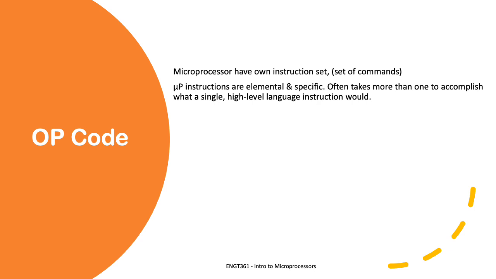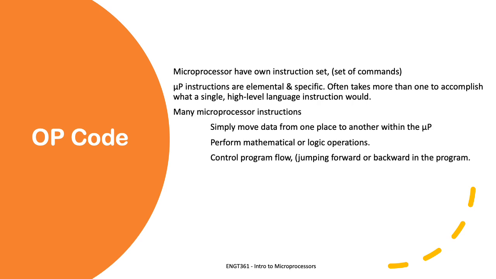Microprocessor instructions are very elemental and specific, and it usually takes more than one to accomplish what a single high-level language instruction would. Many microprocessor instructions simply move the data from one place to another within the computer. Others perform mathematical or logic operations. Still another group of instructions control program flow, such as jumping forward or backward in the program.